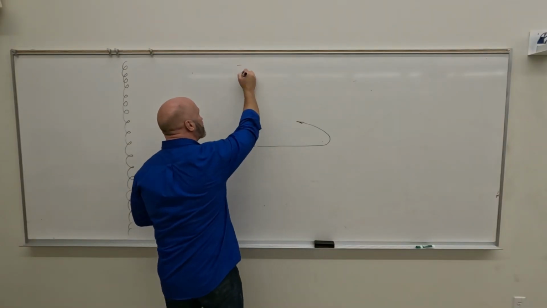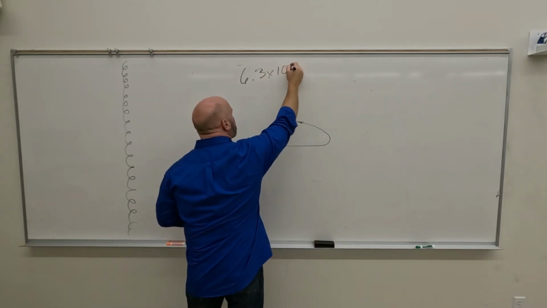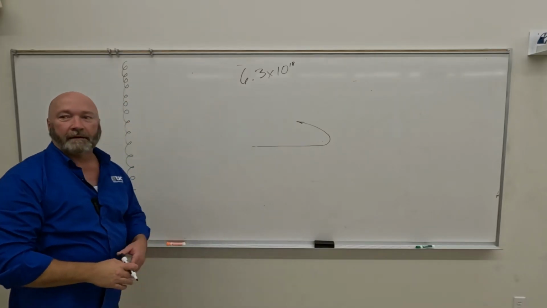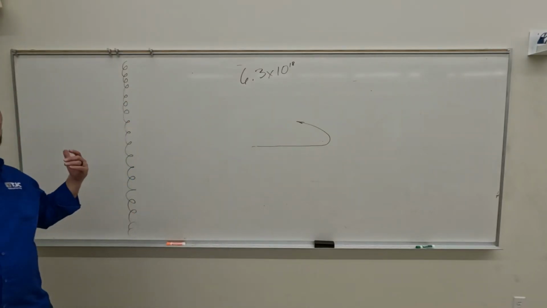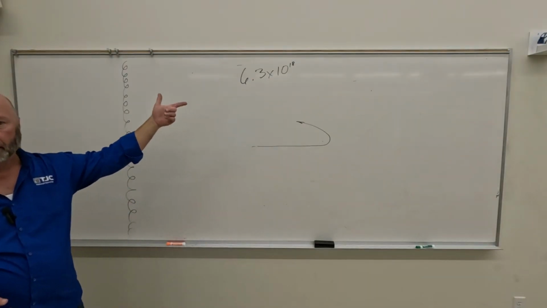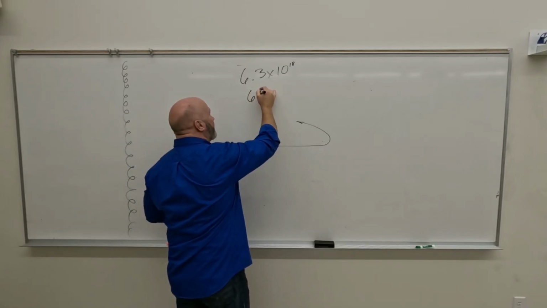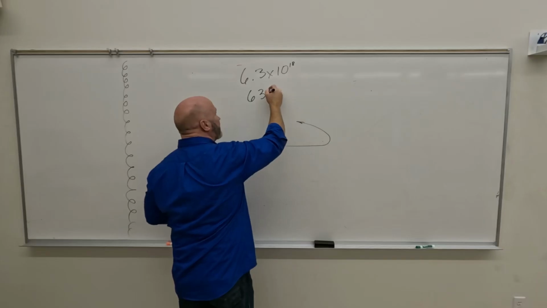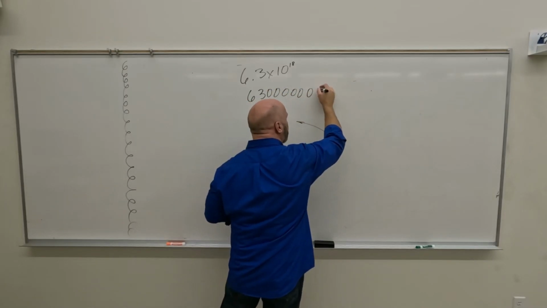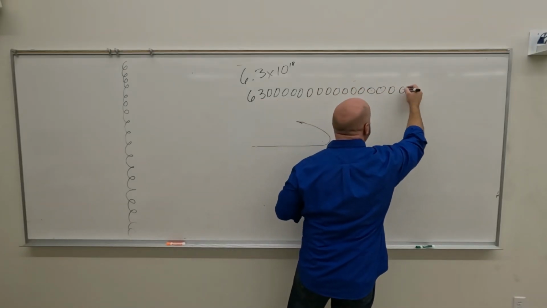And we did this little exercise once before. An amp is 6.3 times 10 to the 18th power, either 17th or 18th, it doesn't matter. You don't have to know how many electrons are in an amp, but that's how many electrons are in an amp. Okay? So to write that out, what we've got is 6, 3, that's 17, 16, 15, 14, 13, 12, 11, 10, 9, 8, 7, 6, 5, 4, 3, 2, 1, 0.